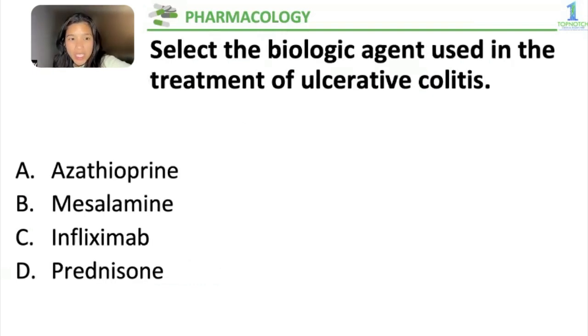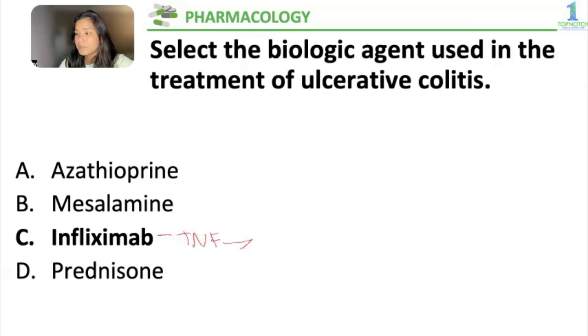Select the biologic agent used in the treatment of ulcerative colitis. Is it azathioprine, mesalamine, infliximab, or your prednisolone or your prednisone? You can answer this just by using testmanship alone, which is the case for a lot of your board's questions. The question is asking for a biologic agent. Which one here is the biologic agent? This is the only drug ending in mab, monoclonal antibody. Therefore, it is your infliximab or your TNF-alpha inhibitor.